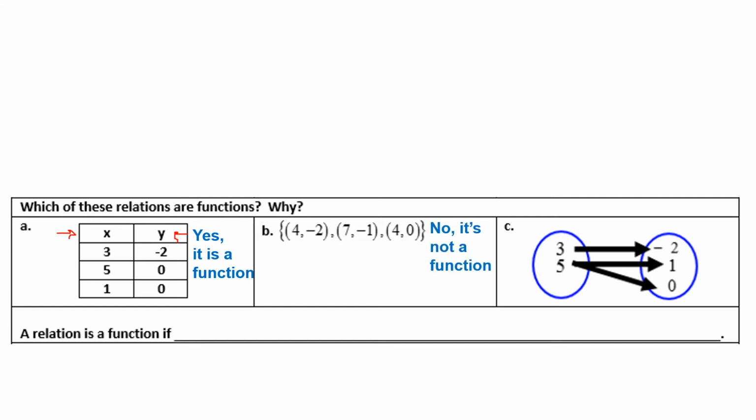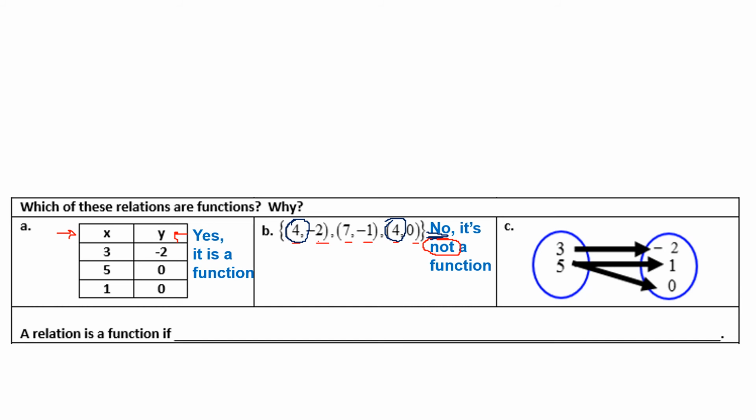All right, let's take a look at our second one. What do we have? We have a 4 and a -2, a 7 and a -1, and a 4 and a 0. And this is not a function. Does anyone know why it's not a function? Oh, because from Algebra 1, if the x values repeat, we have a 4 here and a 4 here. If the x values repeat, it is not a function.